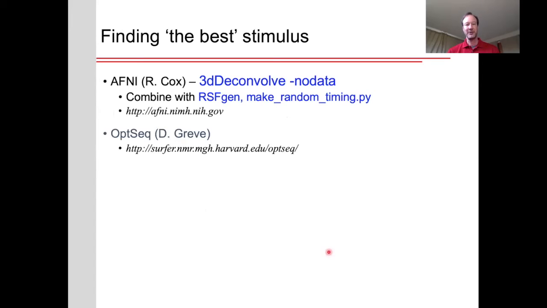The question then becomes, how do you actually design or find the best stimulus pattern given all of these different variables? And for this, I draw your attention to one of two possible analysis packages. One, the AFNI analysis package, where you can use 3dDeconvolve. This is the main program to do multiple linear regression. You can use that with the -nodata option in order to compare different kinds of task designs, and you can generate different kinds of task designs using either RSFgen or a Python script called make_random_timing. In addition, there's a script written by Doug Greve called optseq from the FS-FAST group. In addition, I have another lecture that you're welcome to check out that goes into some of the rules of thumb about paradigm design in greater detail.